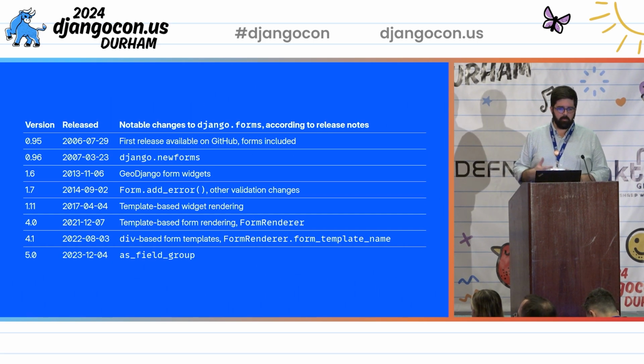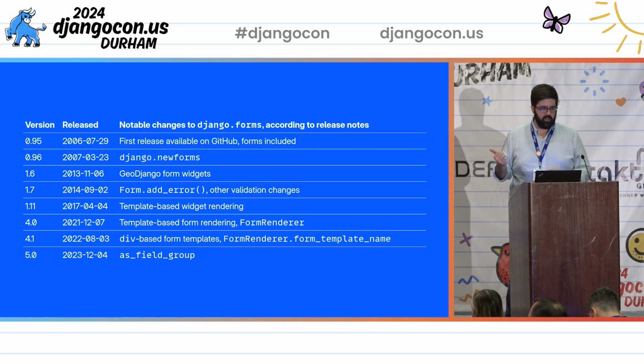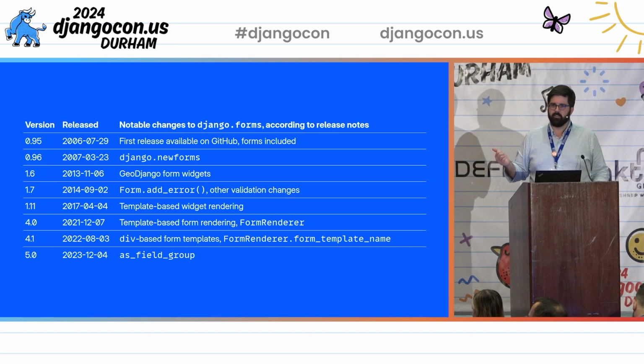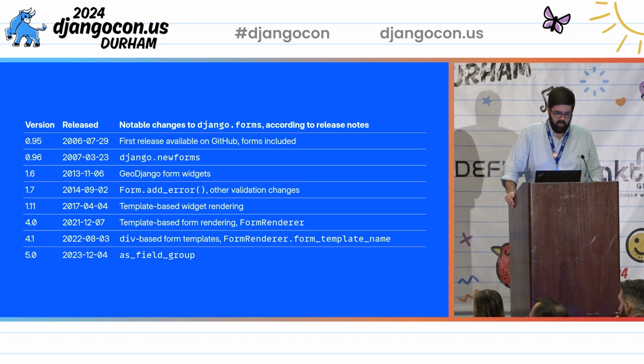Here are a few notable changes to Django forms over the years, and I combed the release notes. In 0.95, the first available release on GitHub, the forms were included in 2006. In 2007, something called Django New Forms, which is actually the Django forms we know today, pretty much. 1.6 added GeoDjango form widgets. 1.7 was a big form validation release. Form.add_error was added then, and just a bunch of validation stuff. 1.11 in 2017 added template-based widget rendering.